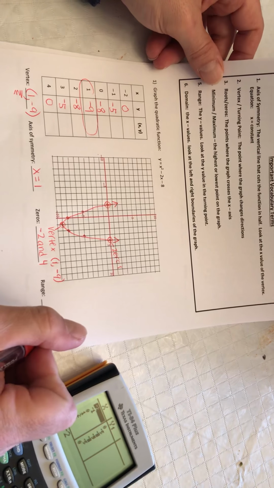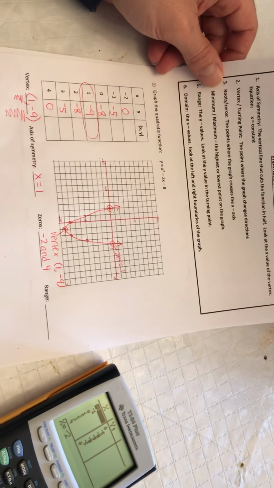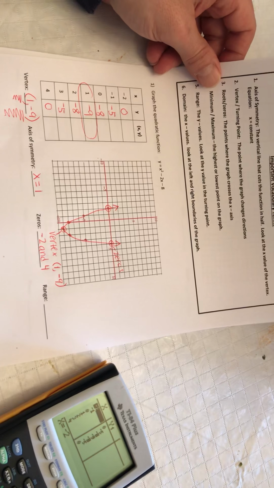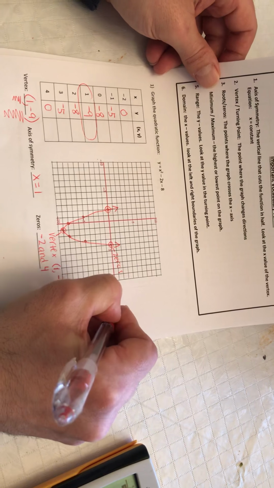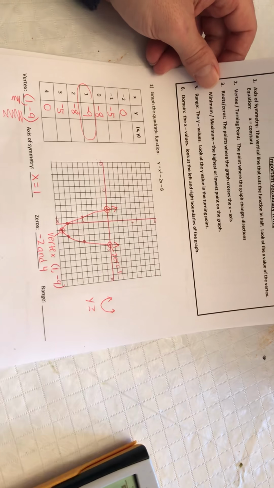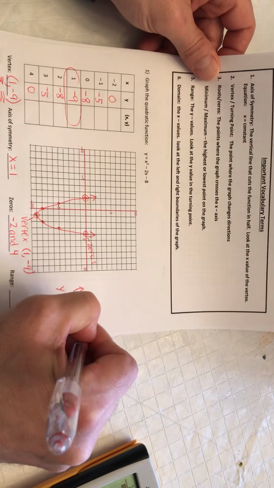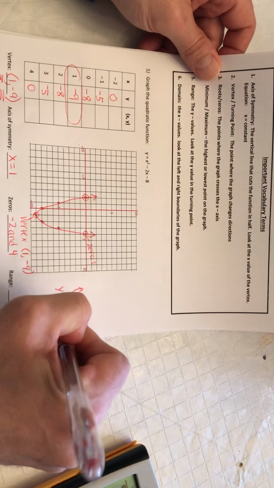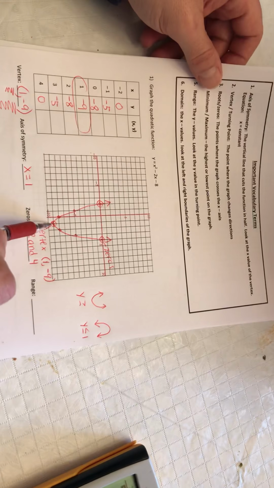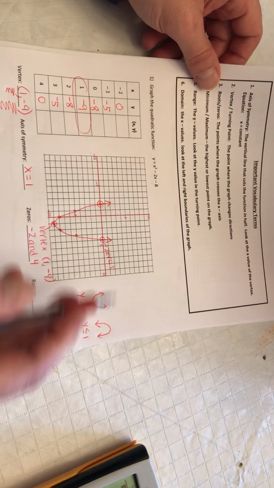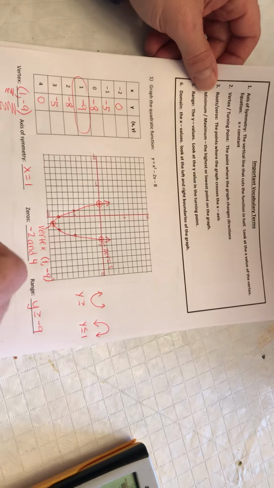And then the range, remember, the range is the y values. If you look, that's the y value of your turning point. So your range starts at -9, and notice the arrows point up. If it points up, your range is going to be y is greater than or equal to. If the arrows point down, then your range is going to be less than or equal to. In this case, our low point is -9. Our arrows are pointing up. So y is greater than or equal to -9.